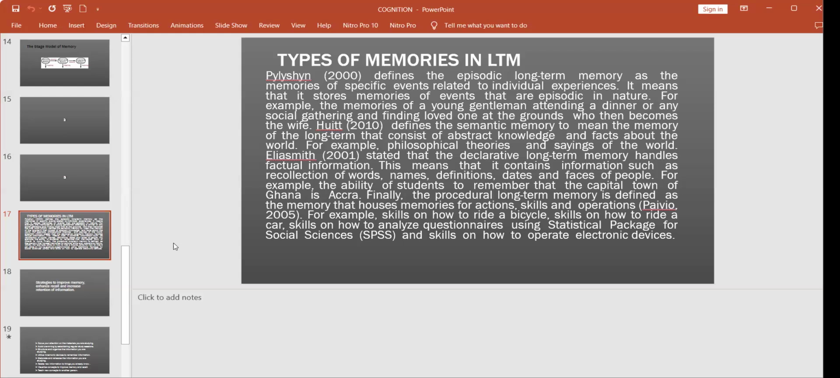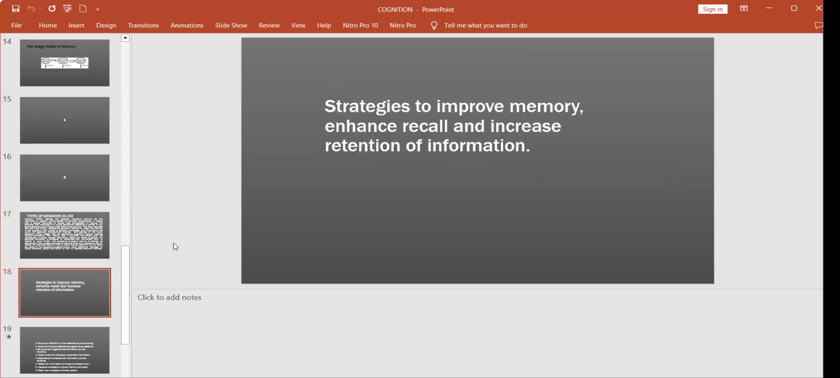You memorize by heart, you retrieve it. Conscious efforts taken. But for episodic, conscious efforts not taken, so the retrieval is difficult. That is it. And with that, we go to strategies to improve memory, enhance recall, and increase retention of information.